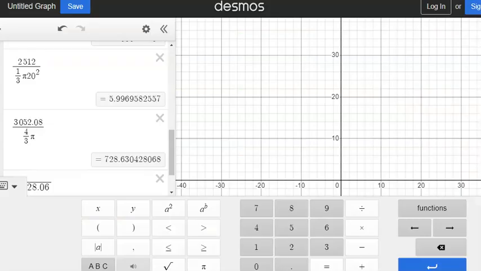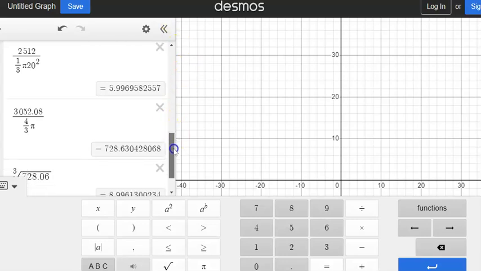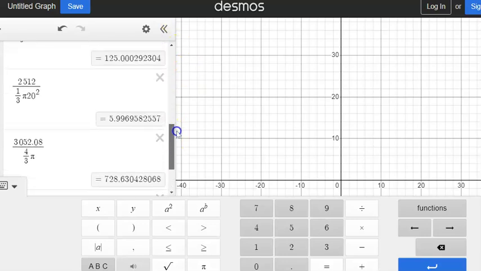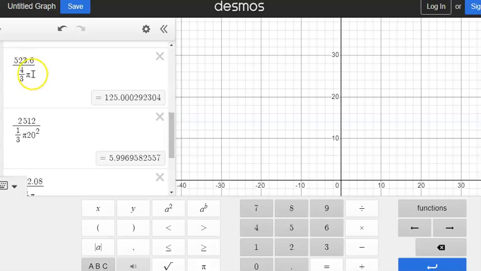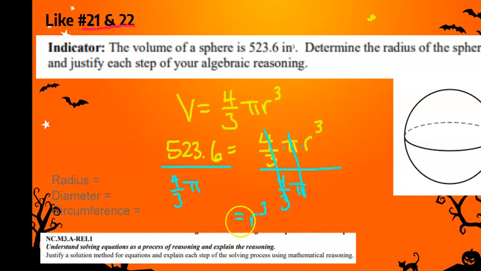So let's check this out. Hey, I got it up here. You get 125 equals r to the third. So finally, remember, how do you get rid of a cube? Just like we got rid of a square a little while ago, you get rid of a cube by cube rooting both sides. So when I cube root, the cube will cancel.